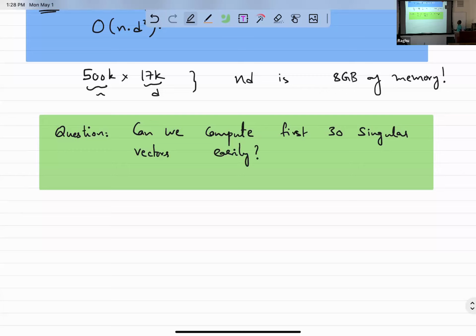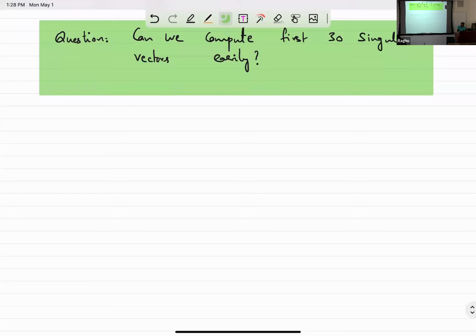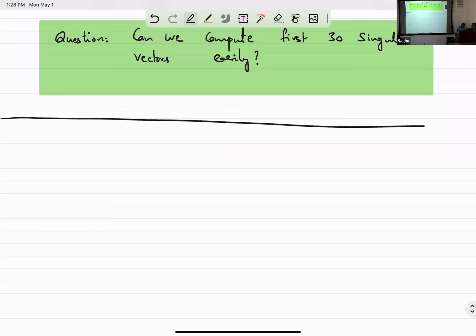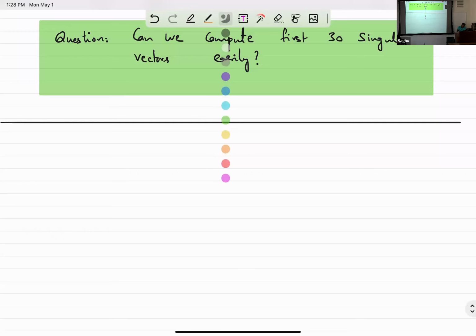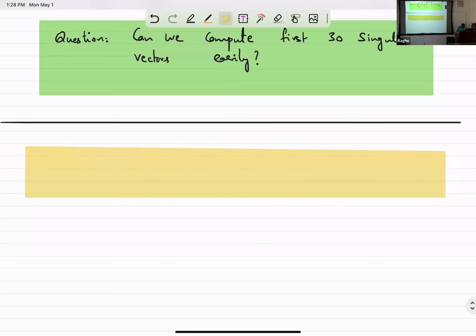Okay, can we compute the first singular vectors better than actually computing everything? It turns out that you cannot compute it exactly, but you can approximate it fairly well. And that's what we're going to study. You can approximate it quite well, and that's going to lead us to our next powerful algorithm, which is power iteration.